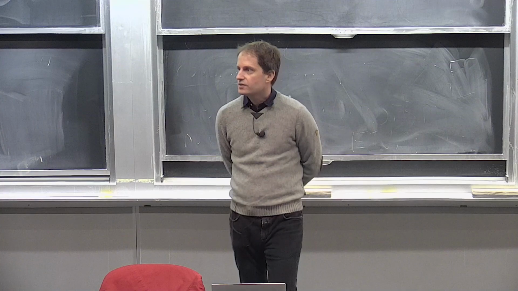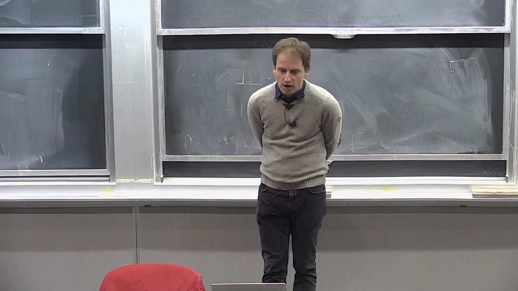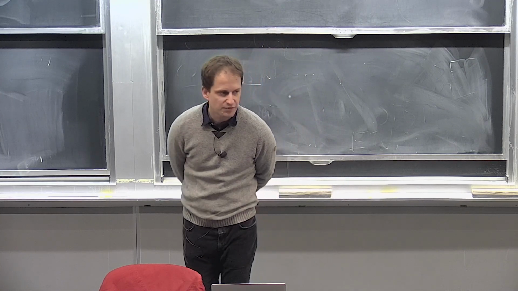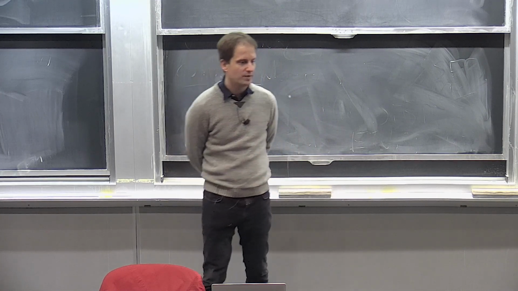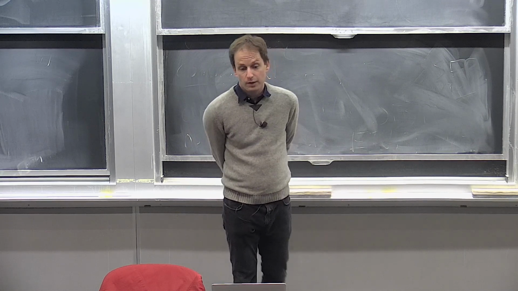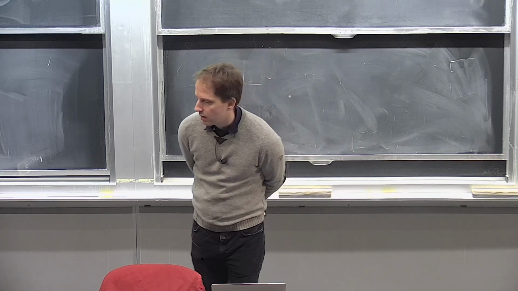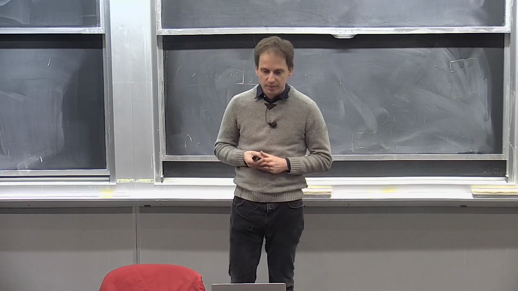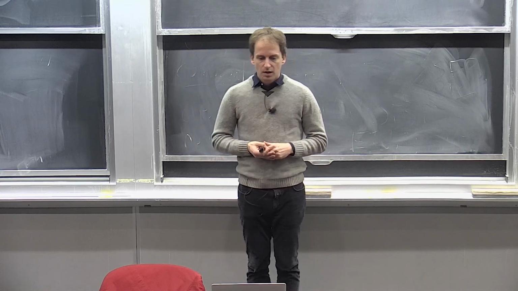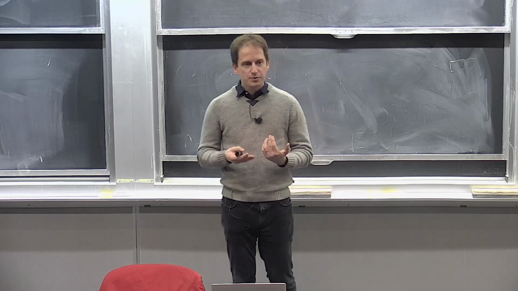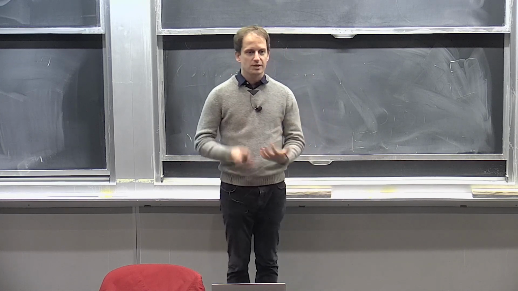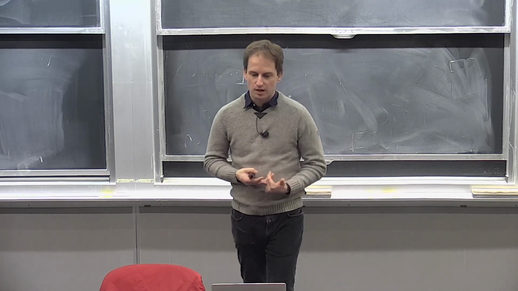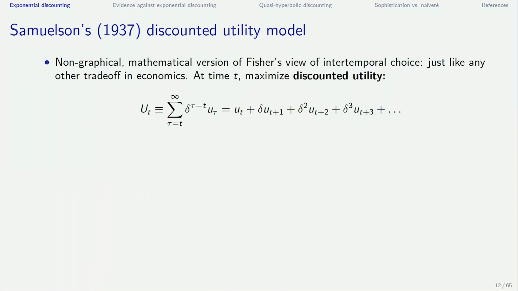Okay, so that gets us to the workhorse model in economics, which is Samuelson's discounted utility model. Paul Samuelson is a very famous economist who was at MIT for many, many years, one of the founders of modern economics and of the MIT economics department as it is right now. And what Samuelson proposed was a non-graphical version of that. We say, let's write down some math, let's write down a representation. How should we think about utility maximization?